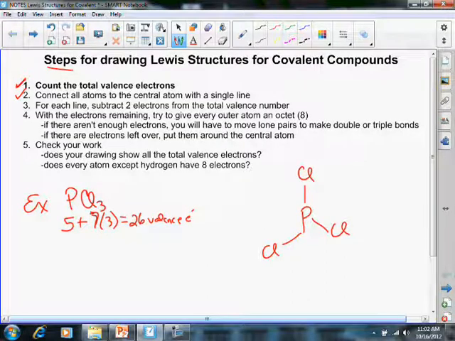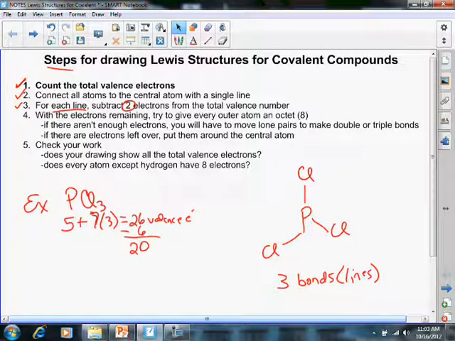And then it says, step number 3, for each line that I just drew, and I just drew 3 lines, right? Those lines represent covalent bonds, or sharing of electron pairs. So for each line, I'm going to subtract 2 electrons, because each line represents a shared pair of electrons. I'm going to subtract that from the total valence number. So I have 3 lines over here, 3 bonds, and it says subtract 2 electrons for each one. So that's going to be 6 electrons. That will leave me with 20 electrons left to put on my drawing.